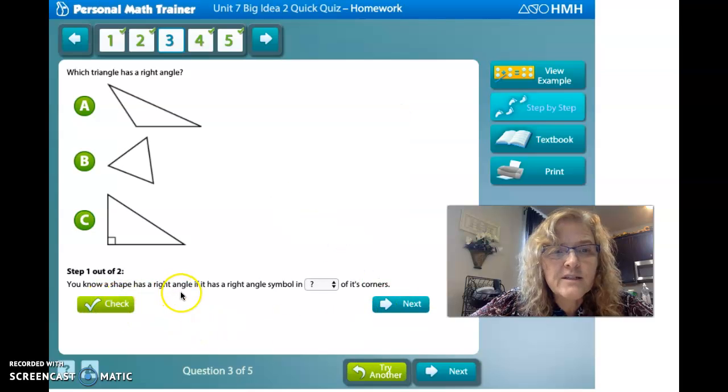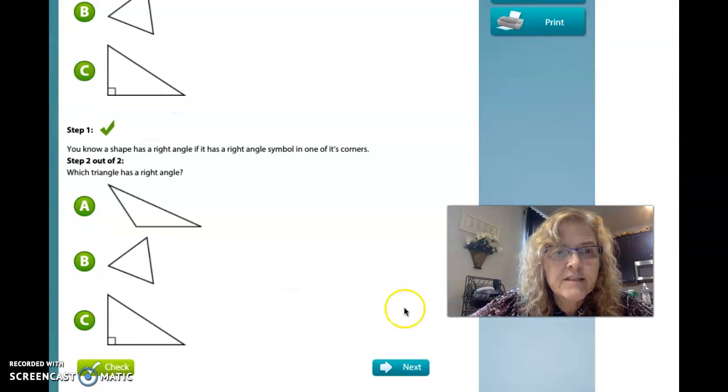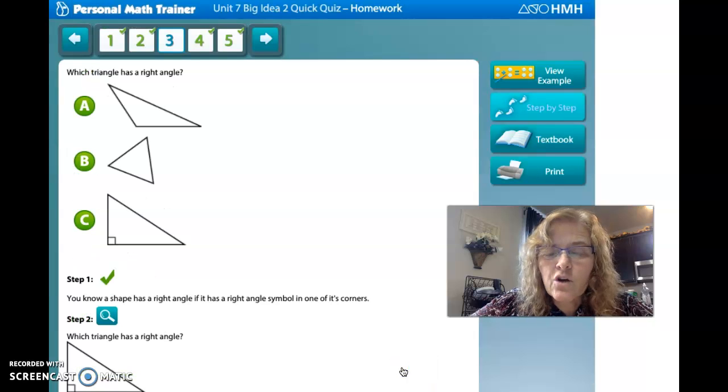Okay, you know a shape has a right angle if there is the right angle symbol in one of its corners. Yep. So it has to be C. Same thing. So hopefully you've done the practice ones on those and you will be okay. All right, that is it for the quiz.